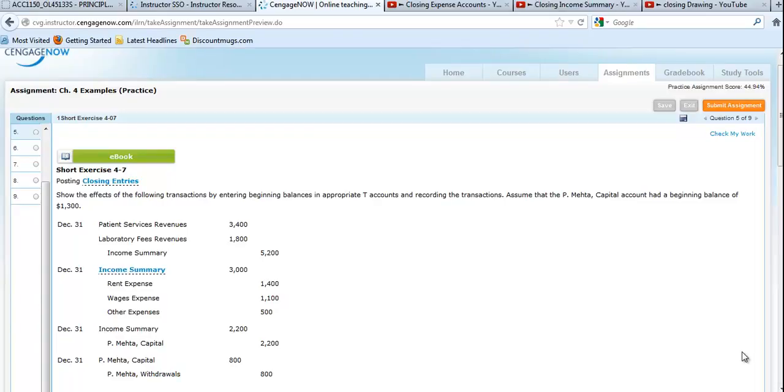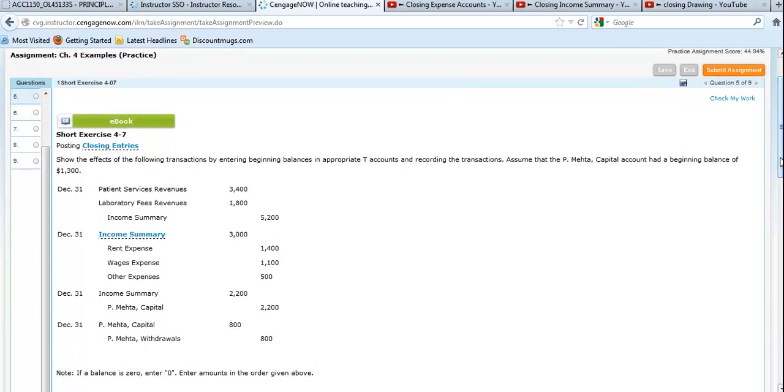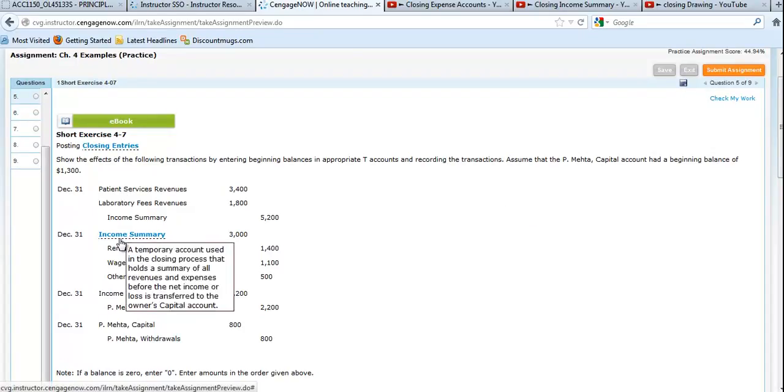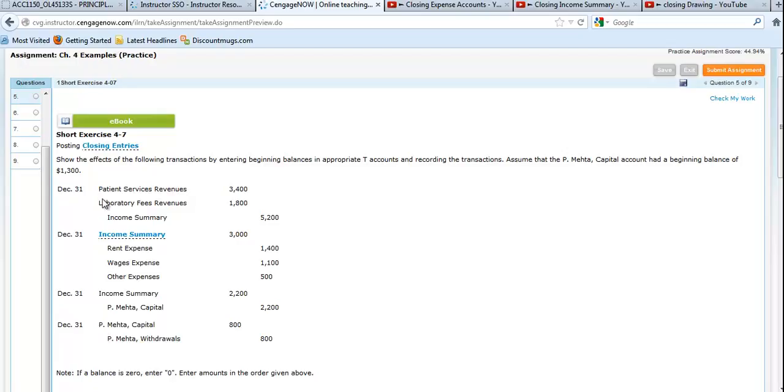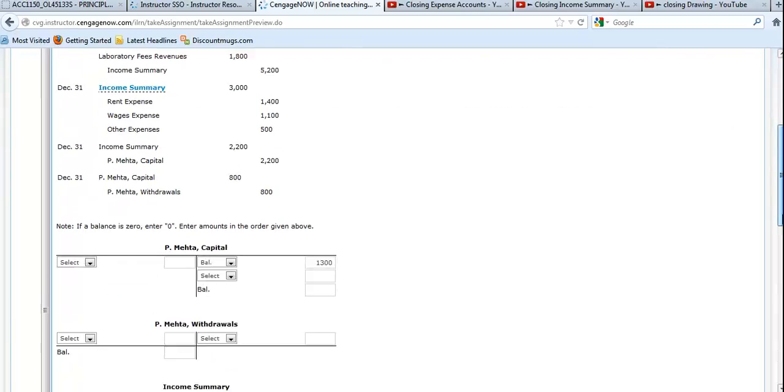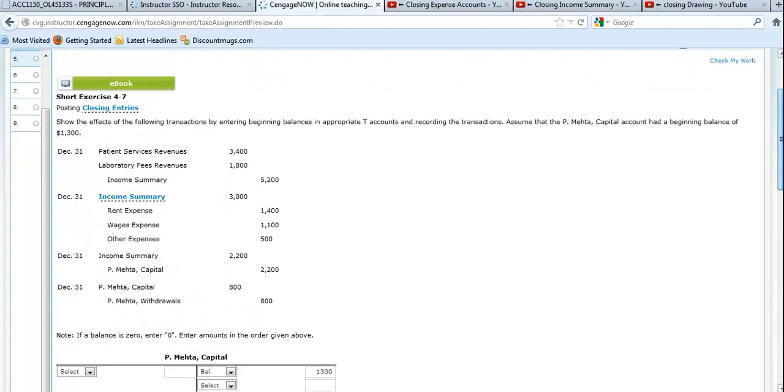In this example, we're going to take another look at closing entries and the posting of closing entries. So you'll see in front of you that you have the four steps to the closing entry process, which we use the acronym R-E-I-D: close revenue, close expenses, close income summary, close drawing. And what we have to do is kind of work a little bit backwards and fill in the T account balances below and then post the closing entries.